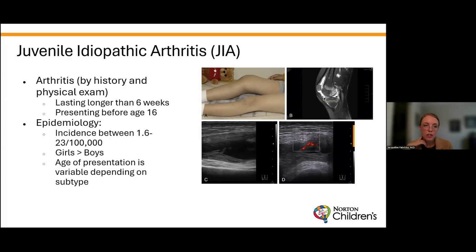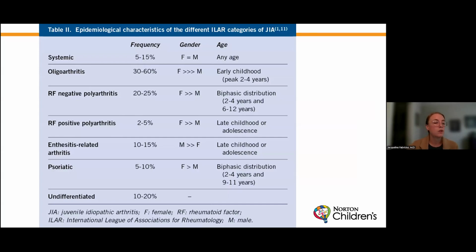The epidemiology of JIA, it presents in about 1 to 20 out of 100,000 children. That depends on the location where these studies are done. It is more common in girls, and the age of presentation is really variable depending upon the subtype. So these are the different subtypes of JIA. I'm going to put a big asterisk in your mind next to systemic JIA, and that's because systemic JIA is unique from the other subtypes of JIA.